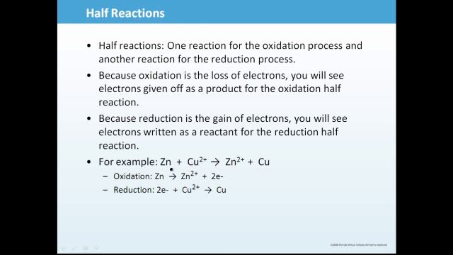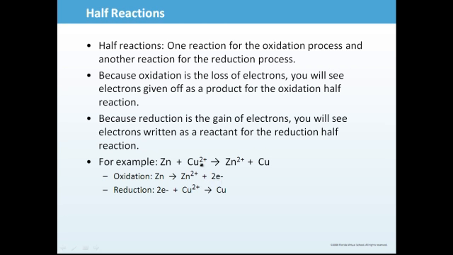So the zinc goes from neutral to +2. So to do that, it had to give up 2 electrons. It had to get rid of 2 negative charges. So that will be oxidation. Zinc metal yields zinc ion and 2 electrons.